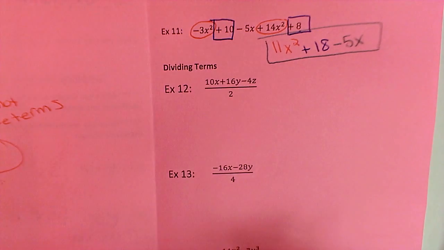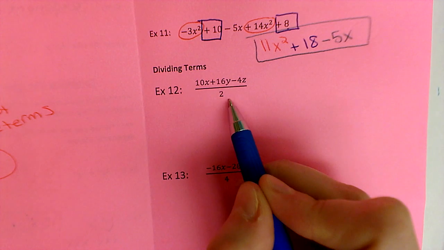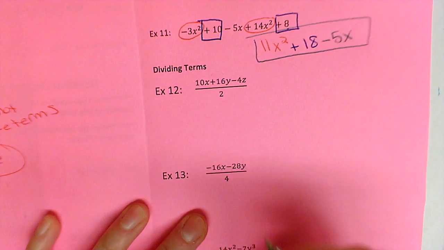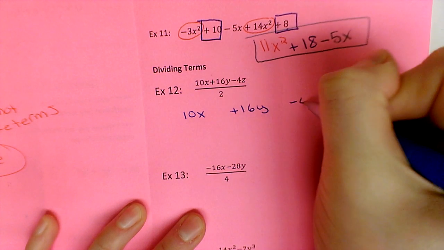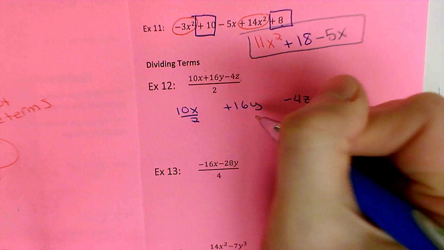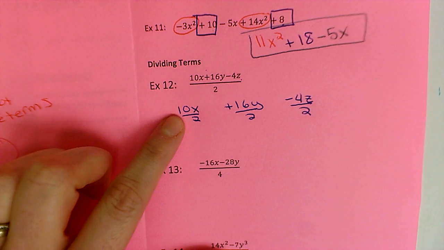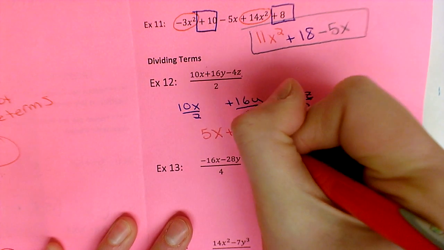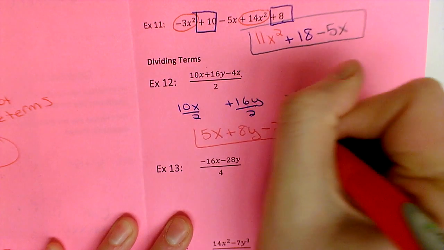So the last type of problems that we need to deal with are dividing terms. When you've got 1, 2, 3 terms all being divided by 2, you need to divide those each separately. So I'm going to separate it every time there's a plus or a minus sign. I've got a 10x, I've got a positive 16y, and I've got a negative 4z. So I'm just putting a little bit of space between each one on that top row. So each one of those things I am going to divide by 2. And when I do that, I can put them back together. 10 divided by 2 gives me 5x. 16 divided by 2 gives me a positive 8y. And negative 4 divided by 2 gives me negative 2z. And that's all I need to do.